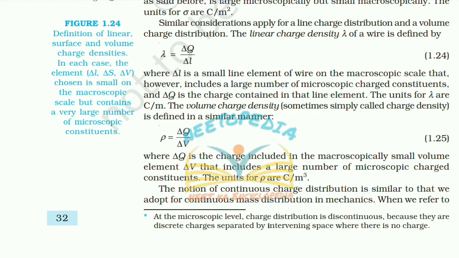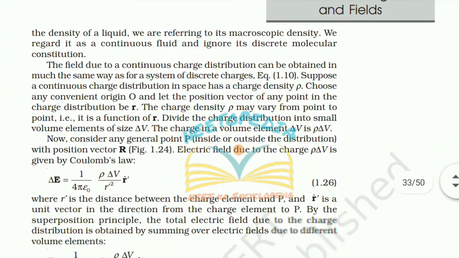The volume charge density, sometimes simply called charge density, is defined in a similar manner, where rho is equal to delta Q upon delta V, where delta Q is the charge included in the macroscopically small volume element delta V that includes a large number of microscopic charged constituents. The unit for rho is coulomb per meter cube. The notion of continuous charge distribution is similar to that we adopt for continuous mass distribution in mechanics. When we refer to the density of a liquid, we are referring to its macroscopic density.